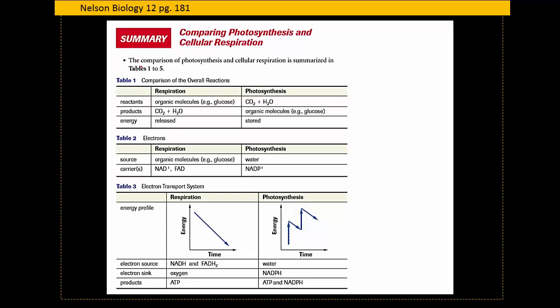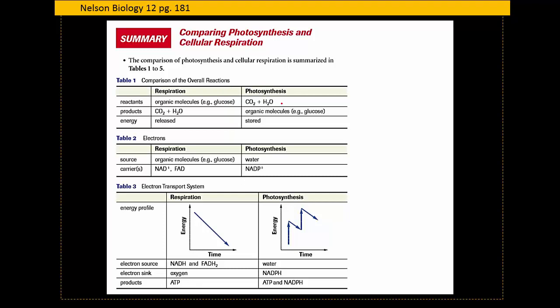So table 1 does a comparison of the overall reactions. So let's look at the reactants now. In cellular respiration, the reactants were organic molecules, and in particular glucose, which will go through that central pathway of glycolysis, and then of course we'll have matrix reactions and the ETS. All right, so the major reactants, and we know that ATP is necessary to provide energy, and we know we need NAD+, and all of these things could be considered reactants, but the major one is glucose.